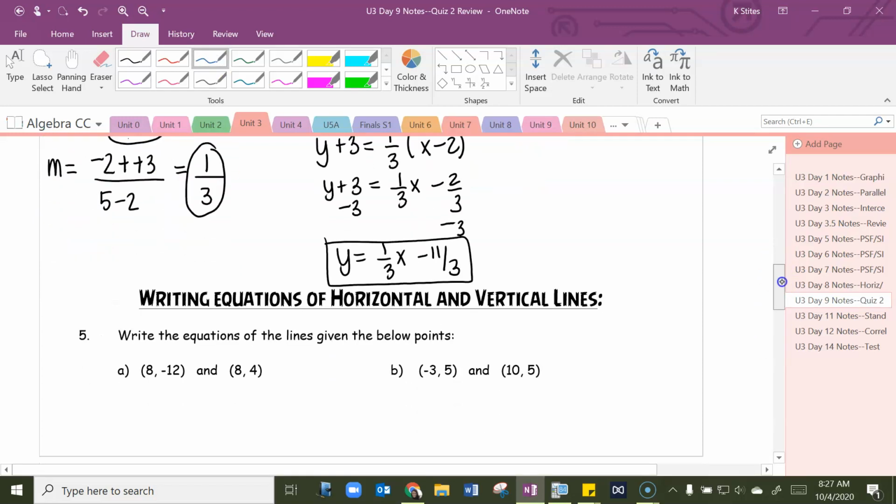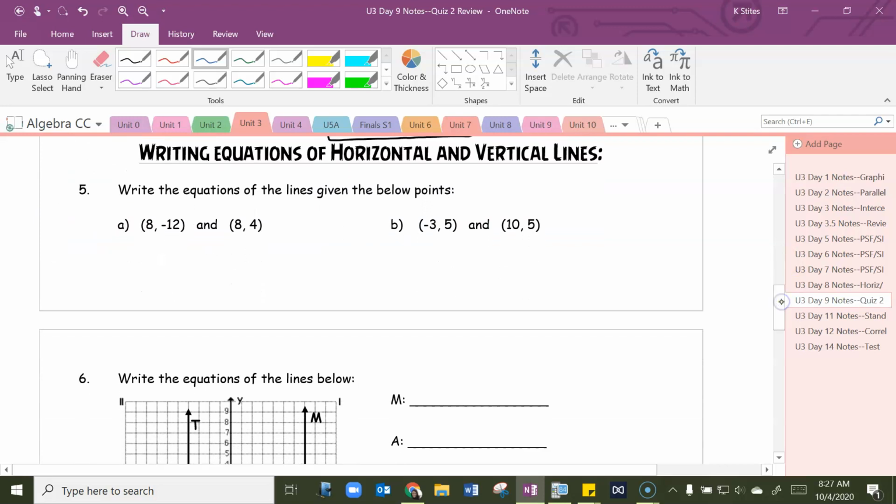All right, moving on to a new topic, writing equations of horizontal and vertical lines. This was a lesson that we just went over. So remember, HOVY is what we're talking about here. Horizontals are y equals and verticals are x equals. Write the equation of the lines given the below points. Notice it doesn't specify what type of equation you should be writing, point slope or slope intercept. So that tells you this is something a little different.